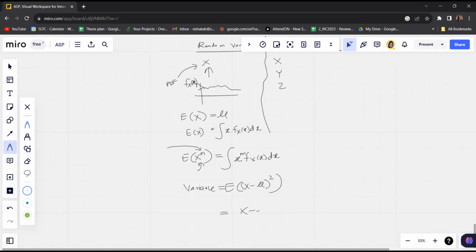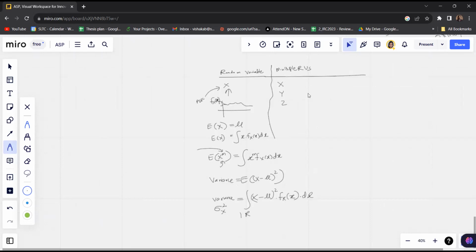We denote that using another integration, which is (x minus mu) squared multiplied by the PDF value f_X(x), integrated over all the values that x can take. That is how we find the variance. We also denote variance as sigma squared, and with respect to random variable x, we denote it as sigma squared of capital X. So when we take the single random variable case, those are the things we discussed.